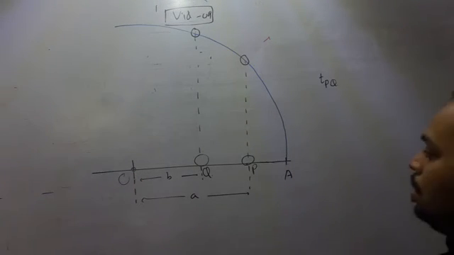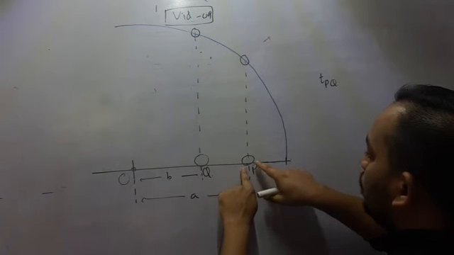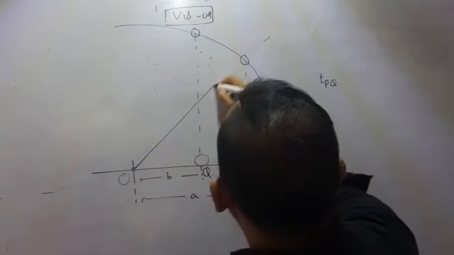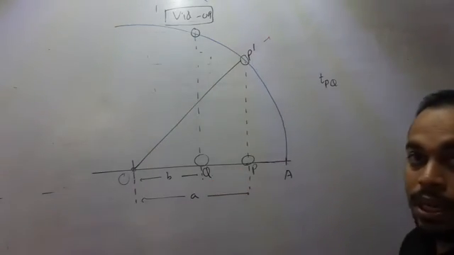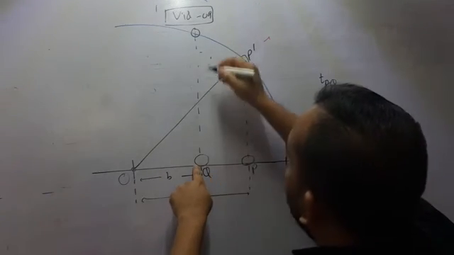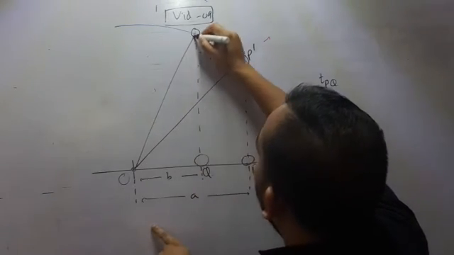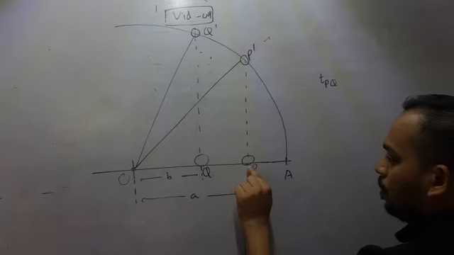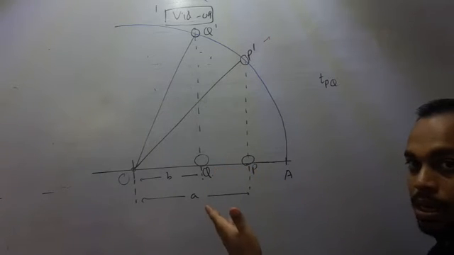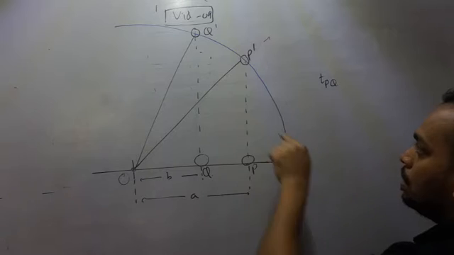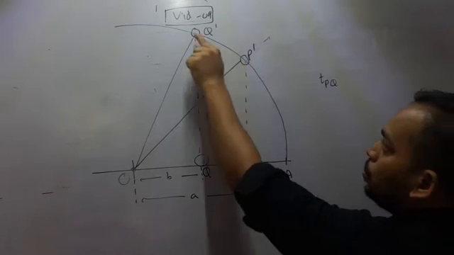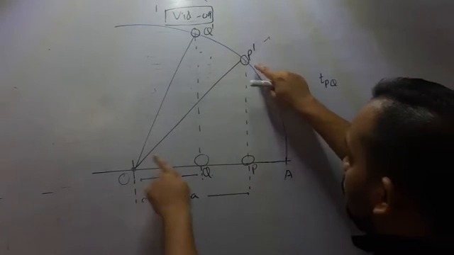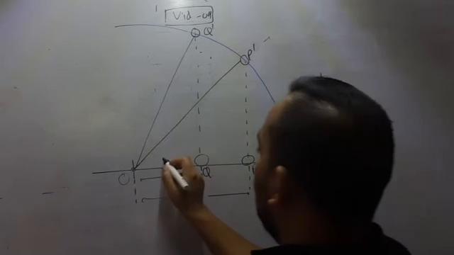Do this construction. Then the associated position for the particle at P would be this position on the circle, P dash. And for this position, there will be a corresponding position on the circle, Q dash. So when the particle goes from here to here, it is equivalent to a particle moving on a circle from P dash to Q dash.